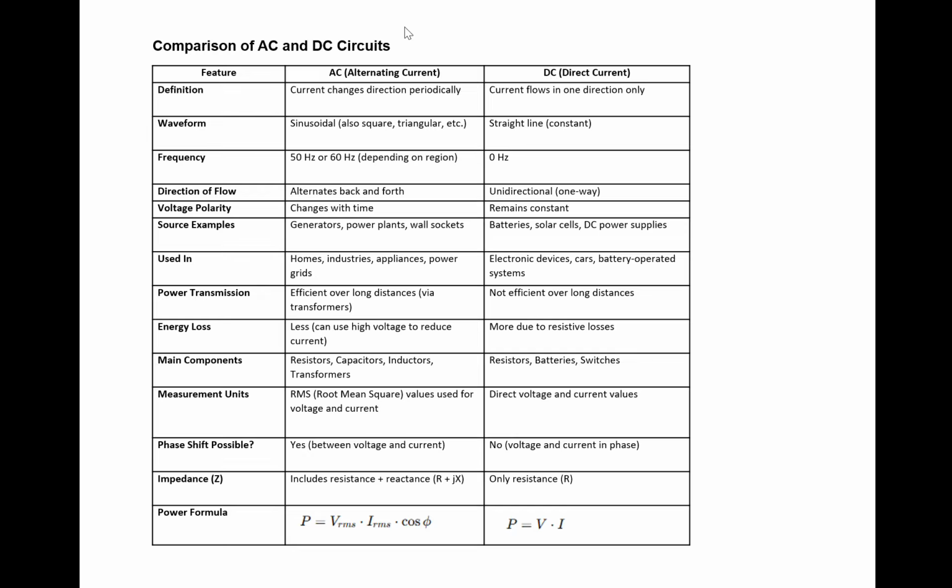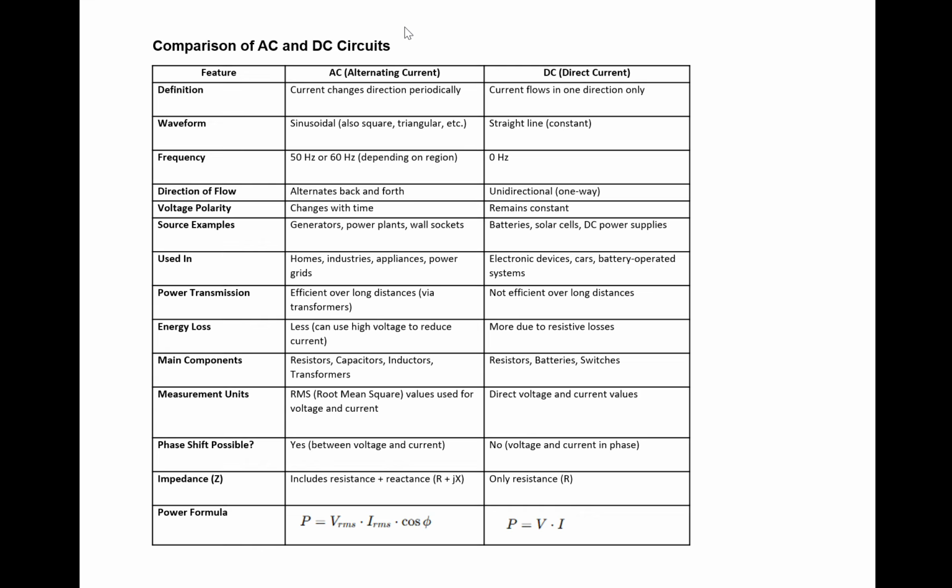Next one is energy loss. In AC transmission systems, energy loss is comparatively lower because electricity can be transmitted at very high voltages, reducing current and resistive losses. In ordinary DC distribution systems, energy losses are generally higher due to resistive losses when transmitting at lower voltages. 10th one is main components. AC circuits commonly contain resistors, capacitors, inductors and transformers, whereas a DC circuit generally consists of resistors, batteries, switches, relays, motors and electronic components.